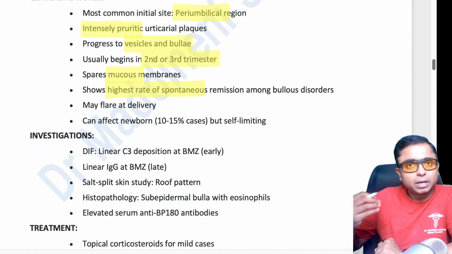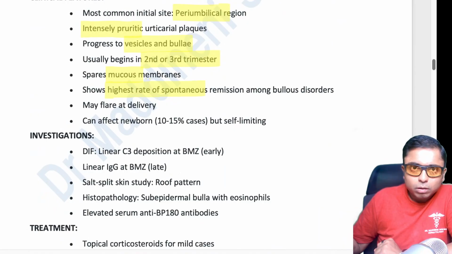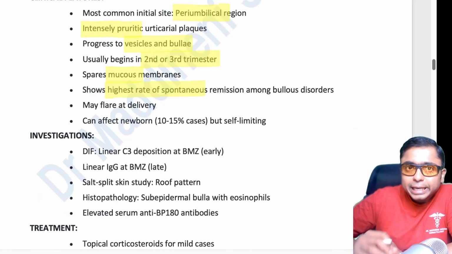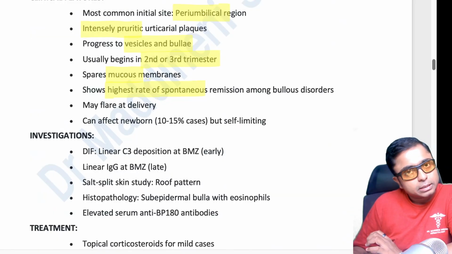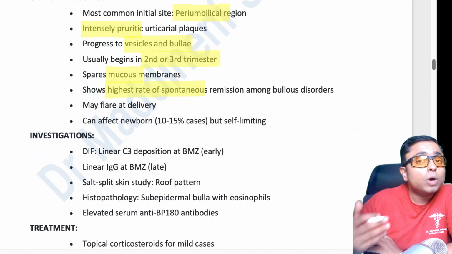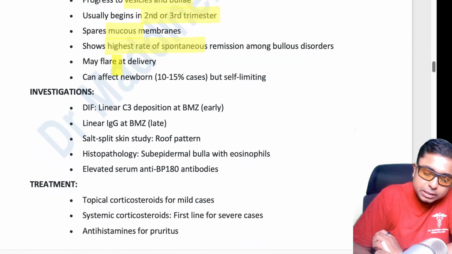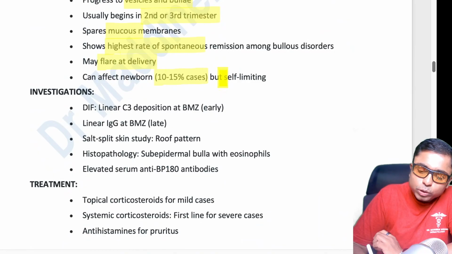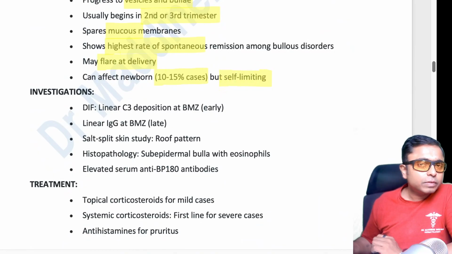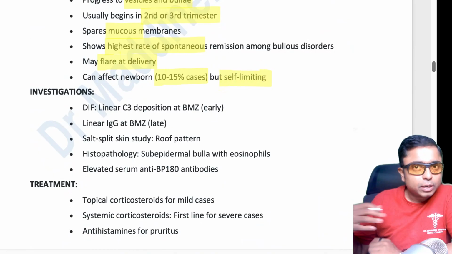because placenta will be gone, so there is not going to be any cross reaction between the placental tissue and the skin, so it is going to show high rate of remissions or spontaneous remissions, and it may also flare at the delivery time, and it can affect 10 to 15% of the children, but usually it is going to be self-limiting because of the antibodies crossing the placenta and reaching the child.